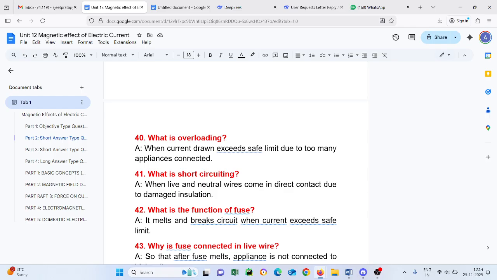Question number 42. What is the function of a fuse? It melts and breaks the circuit when current exceeds the safe limit.